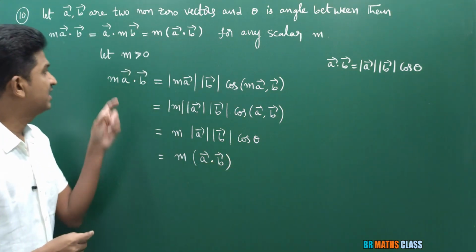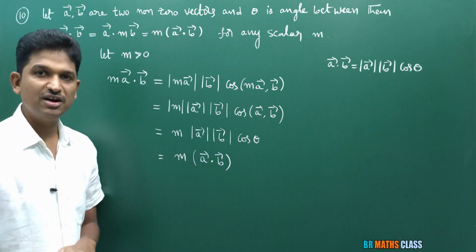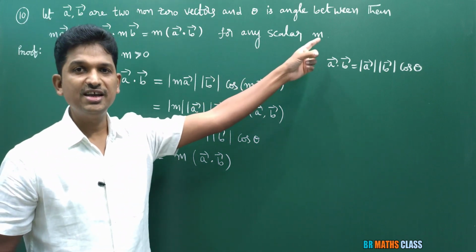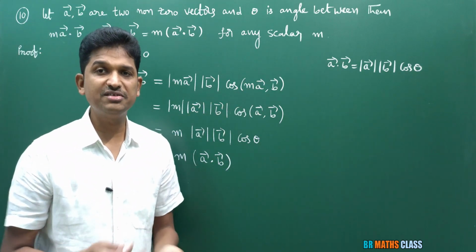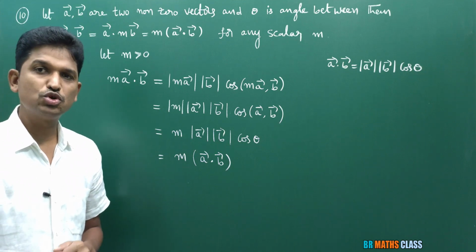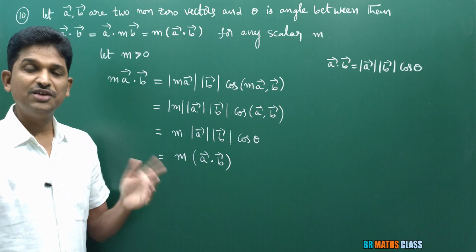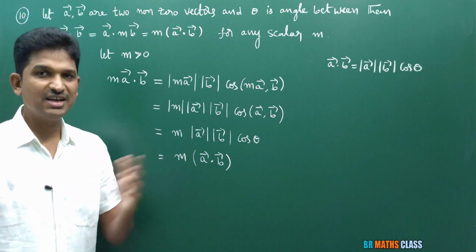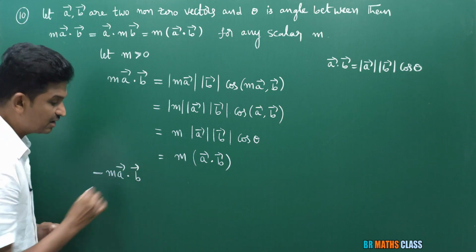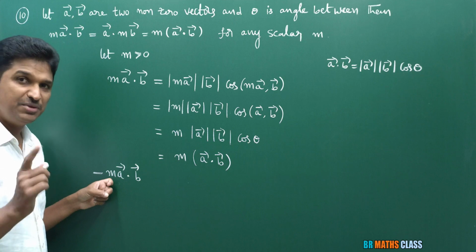This is easy. When M is positive, M A bar dot B bar is M times A bar dot B bar. Now, the point is, for any scalar M, in case M is negative, whether this formula holds good or not, that we will discuss. For that also, to avoid unnecessary confusion, I am considering that M is positive. If M is positive, minus M is clearly negative. Minus M A bar dot B bar. In this, what point do you need to note? Here, M is positive.